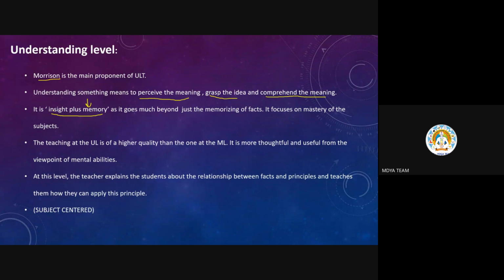So here it is insight plus memory, as it goes much beyond just the memorization of fact. Remember, memorization of fact is there, but it is not just the memorization of fact. It focuses on the mastery of the subject. In understanding level, the learner will start to think. Memorization of fact is there, but thinking is also present in understanding level.